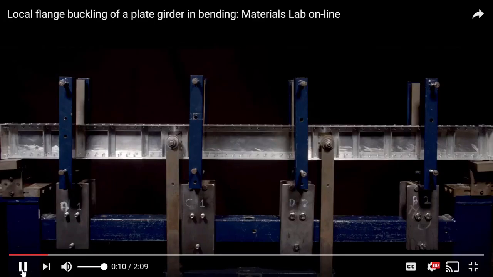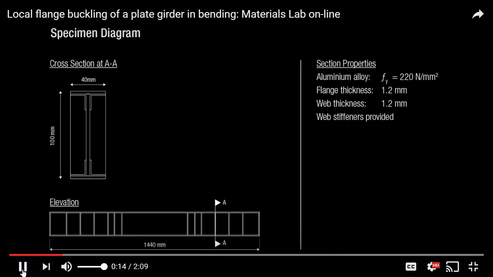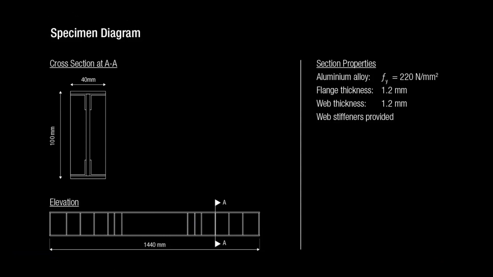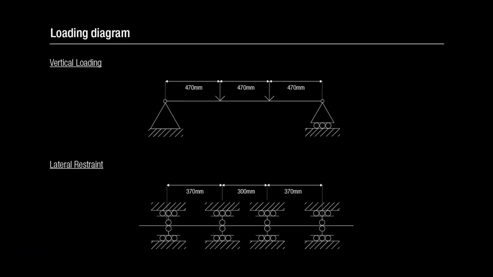This video shows a plate girder being tested under bending. The material used in this test is an aluminium alloy. The web has shear stiffness to prevent it from buckling. The loading diagram shows the beam is subjected to 4-point bending. The beam is simply supported, and it is also restrained laterally at 4 individual locations along the length of the beam.